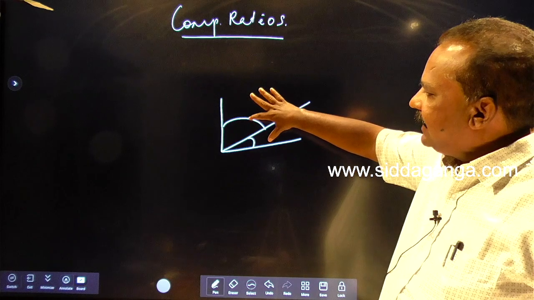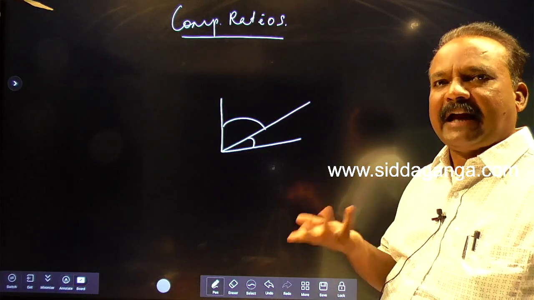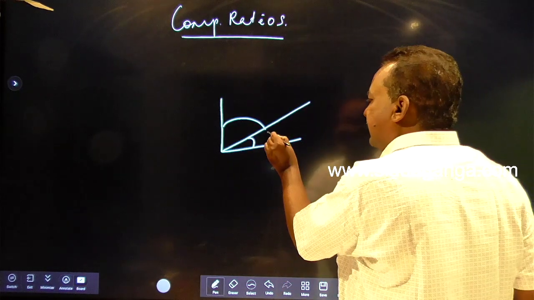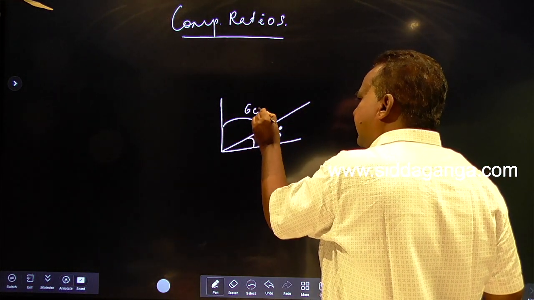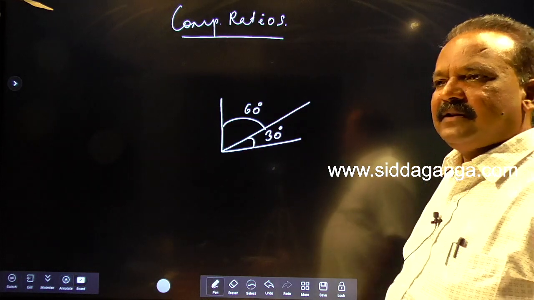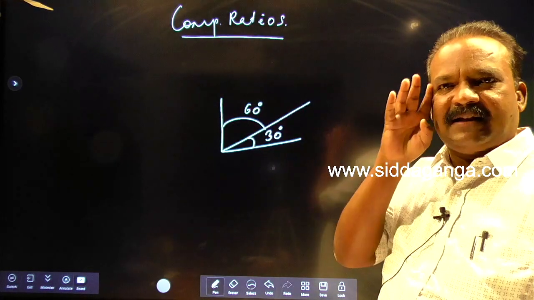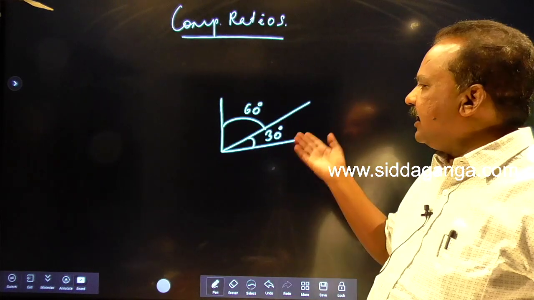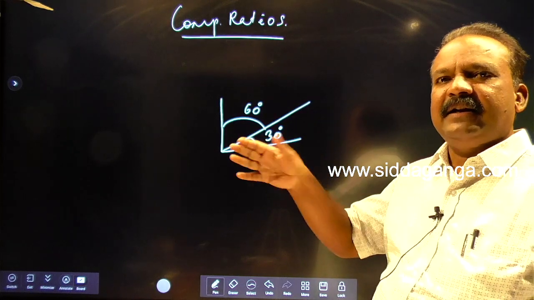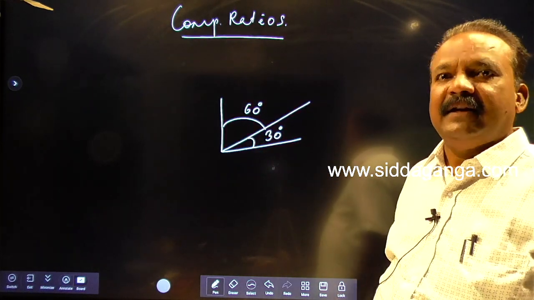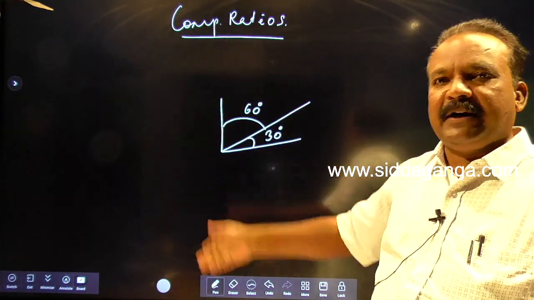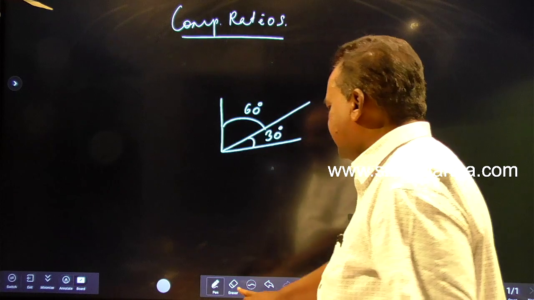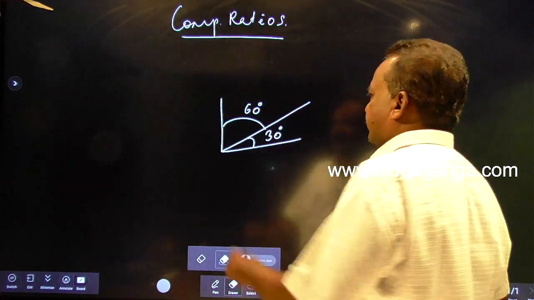So these two angles are called complementary angles. Suppose if it is 30 degree, then definitely this angle must be equal to 60 degree. So 30 degree plus 60 degree gives you 90 degree. So 30 degree and 60 degree are the complementary angles. Similarly, in trigonometry, you have the complementary ratios. So how can these complementary ratios be understood?